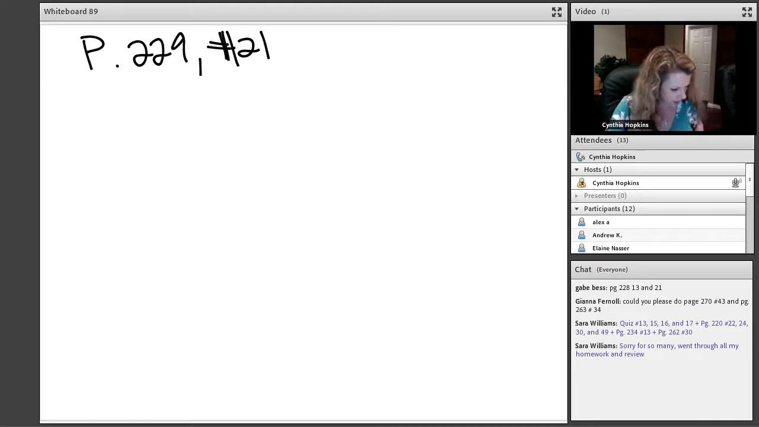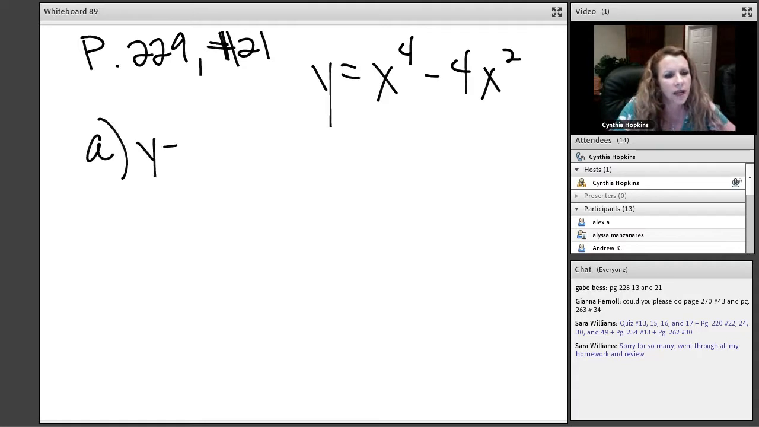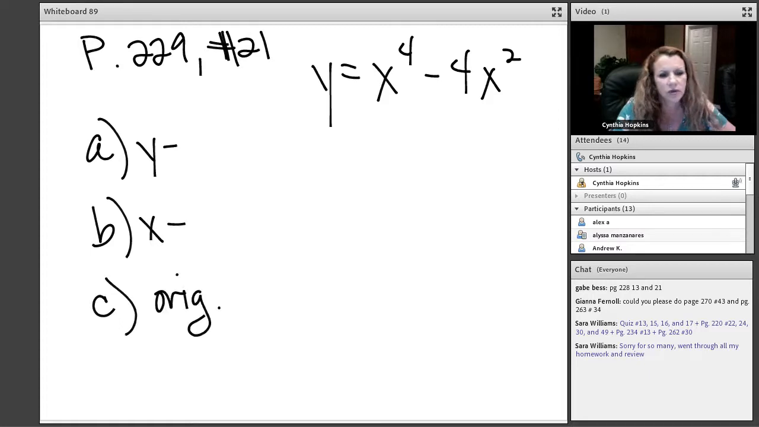All right, and that one says the original equation, y equals x to the 4th minus, oops, it was a 2, but no, it's a 4x squared. Okay, so symmetry with respect to A, the y-axis, B, the x-axis, and C, the origin. All right, I'm just abbreviating. Okay, so box this. This is my original equation.